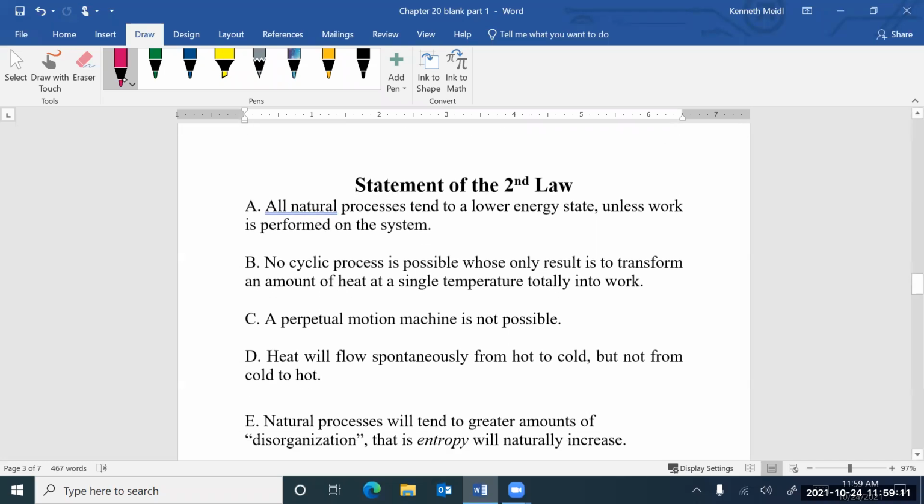mean here. Natural processes, statement E, will tend to a greater amount of disorganization, that is, entropy will naturally increase. In our next lecture, we will look at entropy in terms of its mathematical definition and how you work with that. And this is probably the best way of looking at the second law and having mathematics put to it. So this is really not a bad way of doing it.